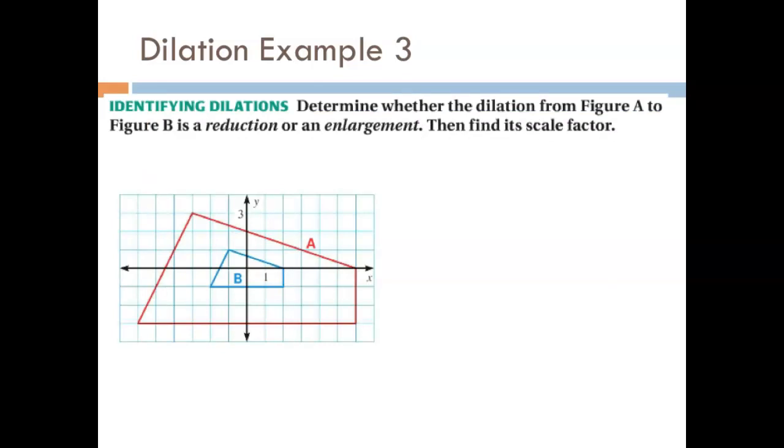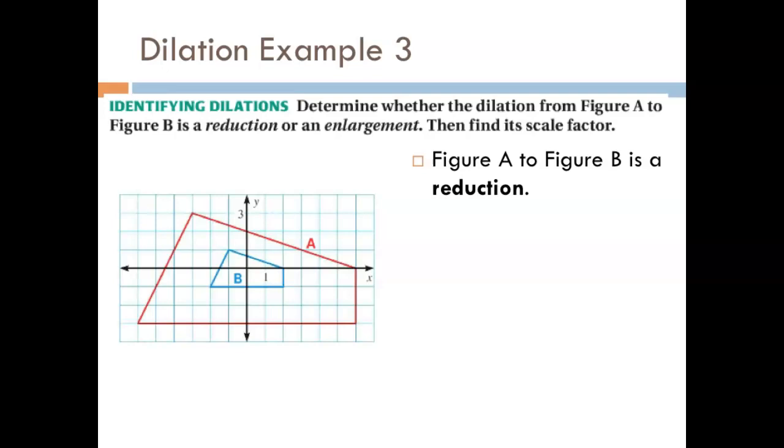Determine whether the dilation from figure A to figure B is a reduction or an enlargement. Then find its scale factor. Okay, taking a look at figure A, the red one, and figure B, the blue one, going from the red figure to the blue figure, this has clearly become smaller. So we would say that this is a reduction. Now that tells us that our scale factor should be less than 1.